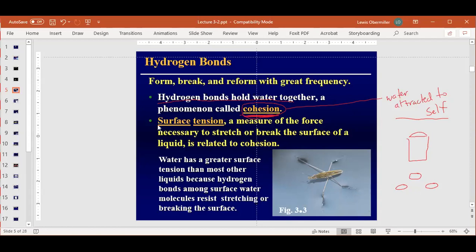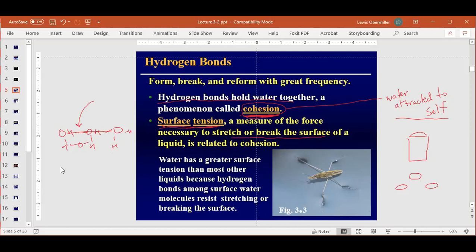And it's an important biological property. Cohesion creates surface tension, and we talked a little bit about this in the intro lecture. Water molecules are hanging on to each other. It's kind of like a stage diver. So if a bug is to step on water, it doesn't break the surface handholding that's going on. That creates something called surface tension, which is a force that's needed to break the surface of water.